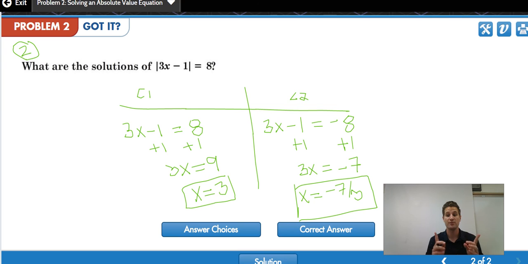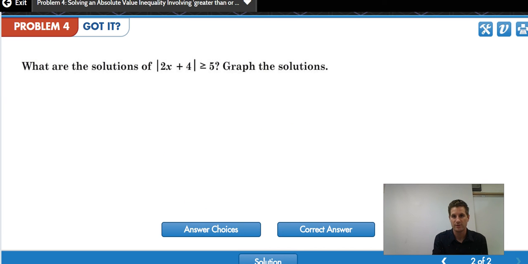Now let's look at absolute value with inequalities. We'll do two more. Okay, so here's example number 3. And see how the sign is a greater than sign? So I automatically just write "greater or," and I'm going to make two equations. I'm going to get 2x plus 4 is greater or equal to 5.